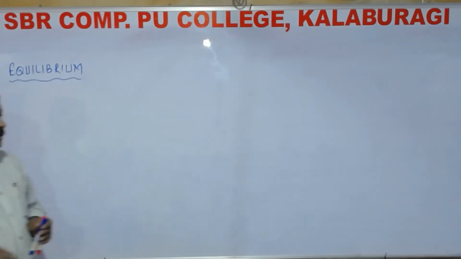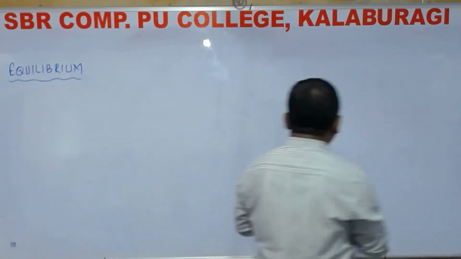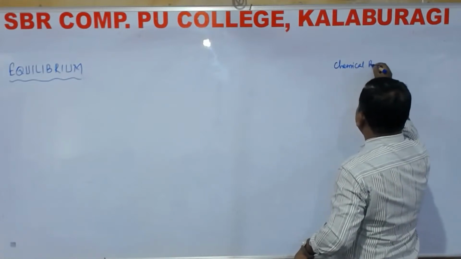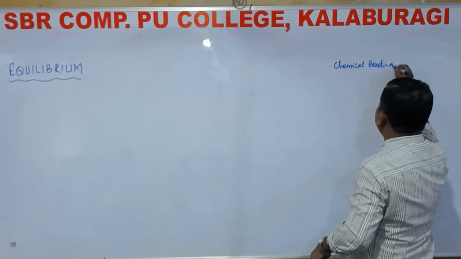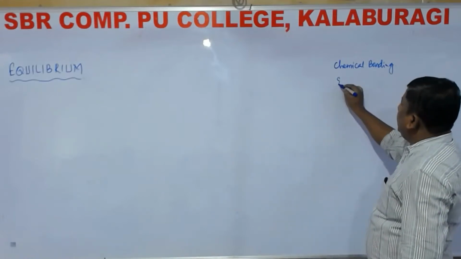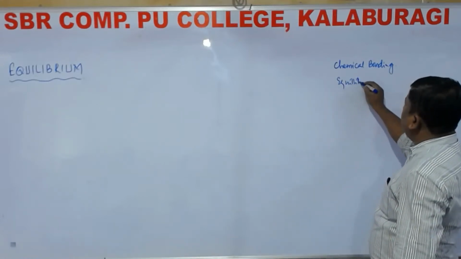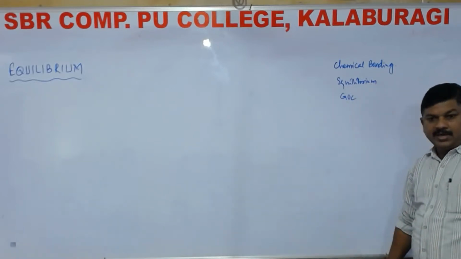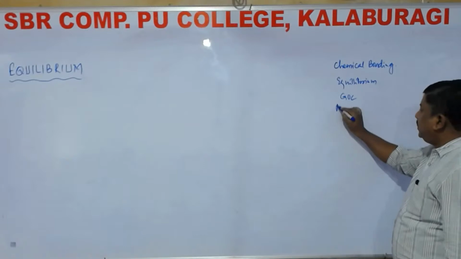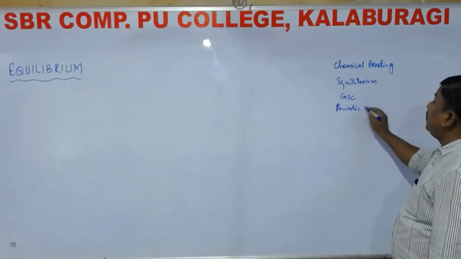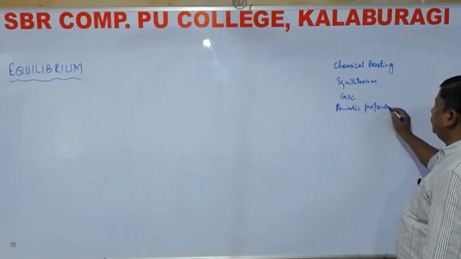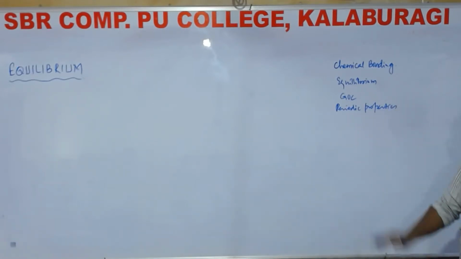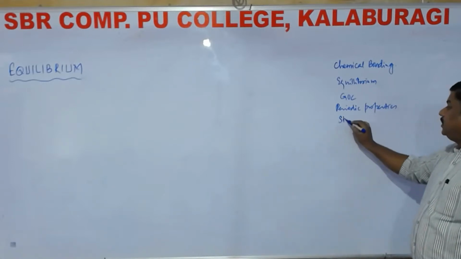In first year, some topics play a very important role. First one is chemical bonding, a very important topic. Next is equilibrium. Next is GOC, General Organic Chemistry. After that, periodic properties. Even though the topic is very small, there is a compulsory question from periodic properties. Next one, structure of atom.